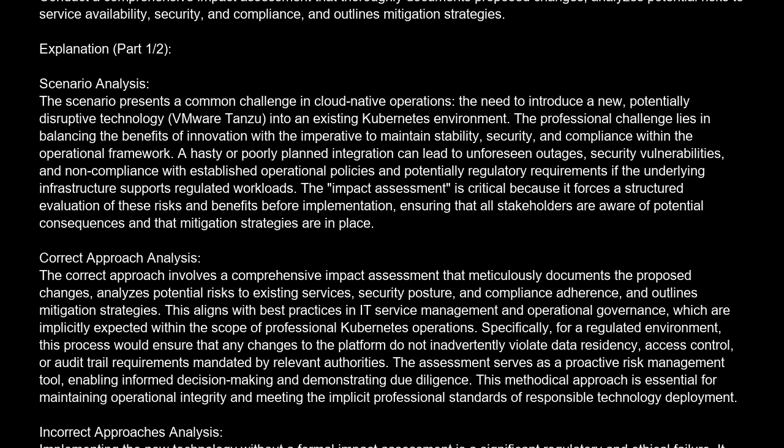the operational framework. A hasty or poorly planned integration can lead to unforeseen outages, security vulnerabilities, and non-compliance with established operational policies, and potentially regulatory requirements if the underlying infrastructure supports regulated workloads. Impact assessment is critical because it forces a structured evaluation of these risks and benefits before implementation, ensuring that all stakeholders are aware of potential consequences and that mitigation strategies are in place.